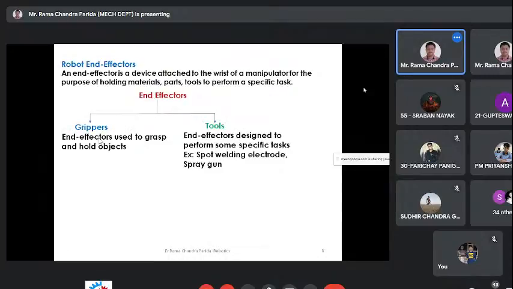Then this is the end effector. The end effector is a device attached to the wrist of a manipulator for the purpose of holding materials, parts, tools, or to perform tasks. So that part of the robot which is attached to the wrist to hold material, parts, or tools is known as your end effector. It is of two types. One is gripper, another is tool.